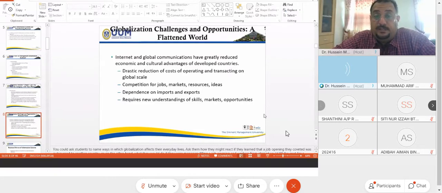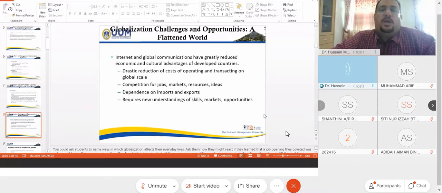But because of the internet and global communications, they have greatly reduced the economic and cultural advantages of developed countries. Developed countries had some advantages against developing and less developed countries. You could not enter that country to do business unless you had the same capability, same rank of business culture, and resources.